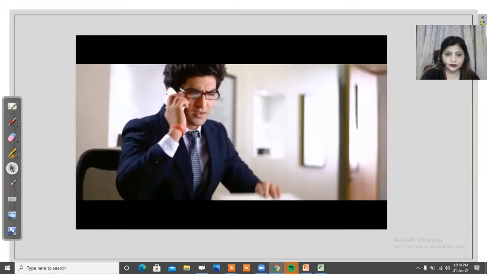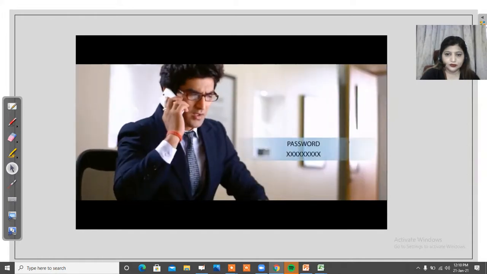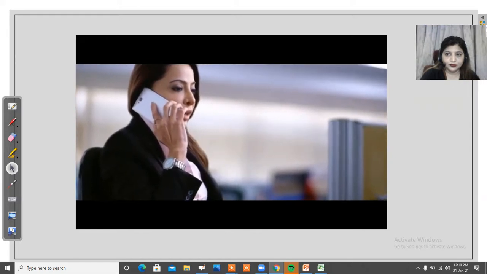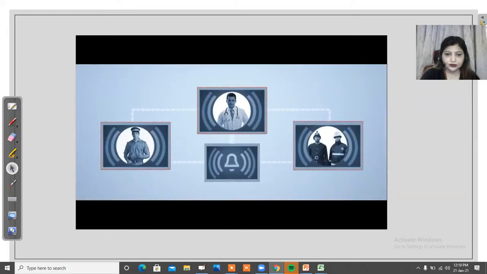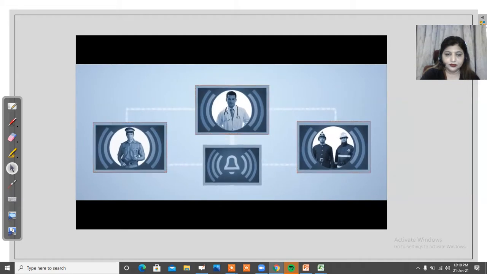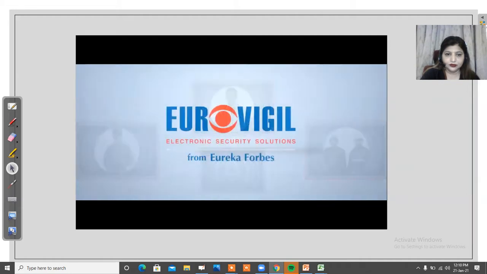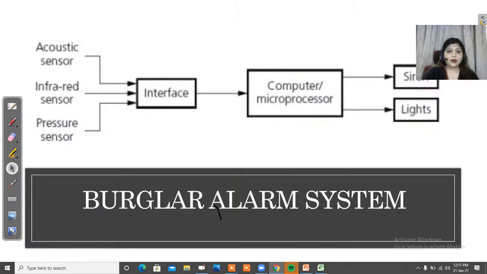To do this, he asks for the customer to identify himself by asking for the password given to them during the time of installation. In case he cannot get in touch with you, he will try and contact the alternate numbers provided by you. The operator then gets in touch with the right authority, be it police or the fire department or the hospital, and then informs them of the emergency.